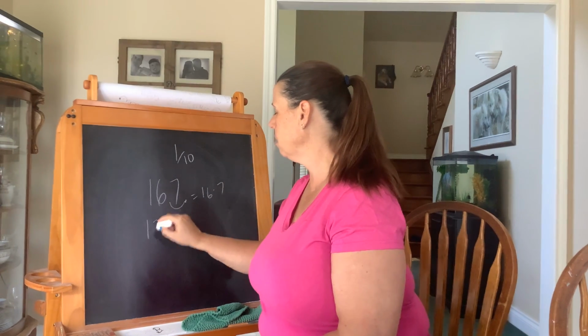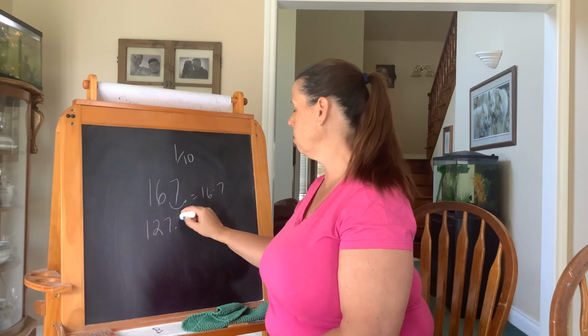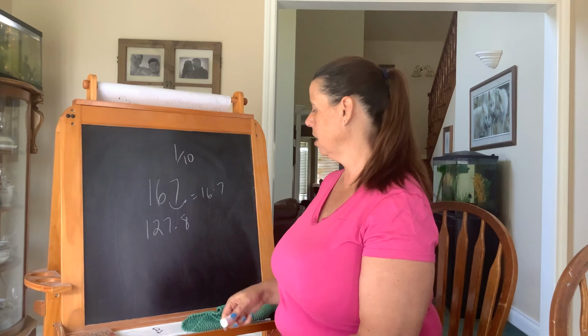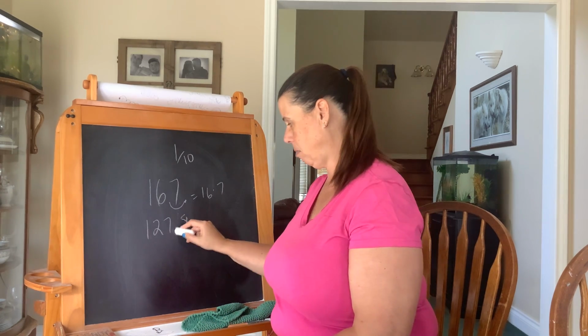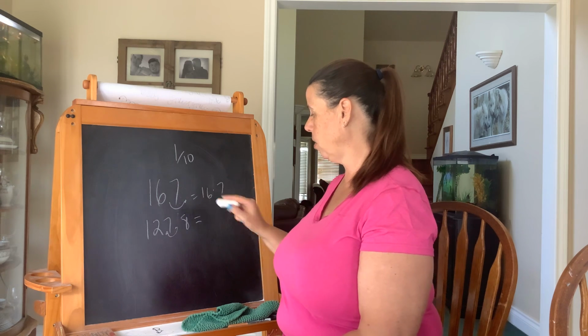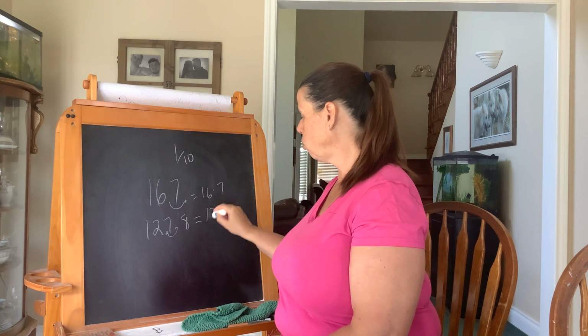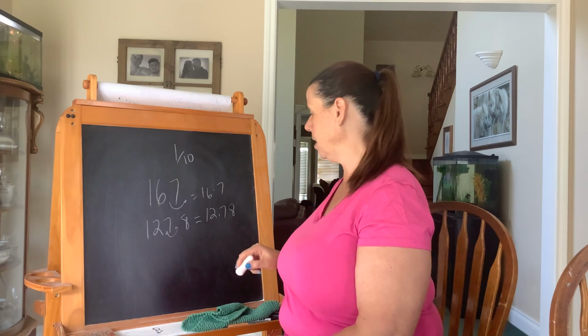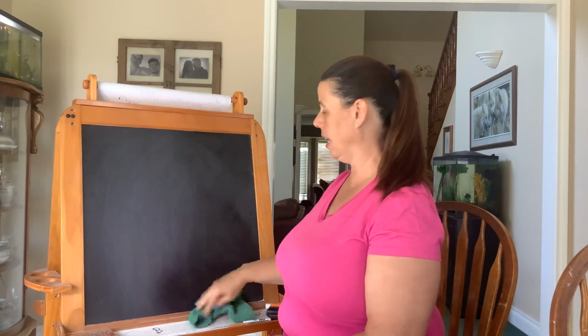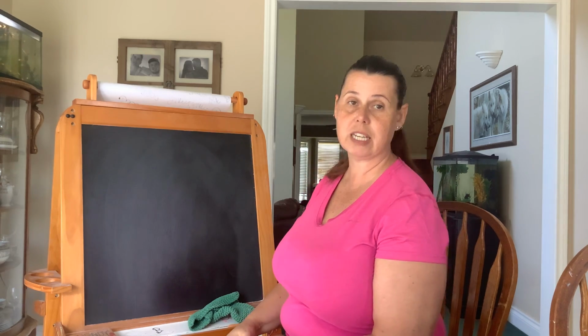What about 127.8? Oh, we have a decimal this time. Doesn't matter. We're still skipping it 1 place to find 10%. So 10% of 127.8 is 12.78. Okay? So in your first question today, you are just going to be skipping the decimal place.